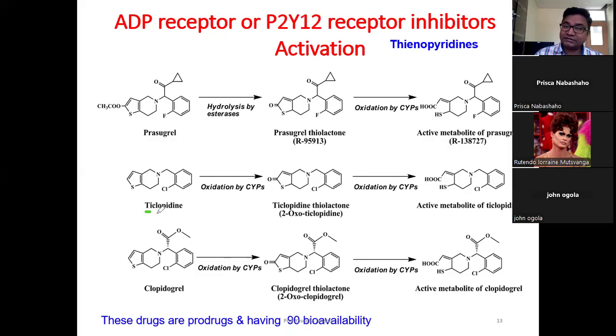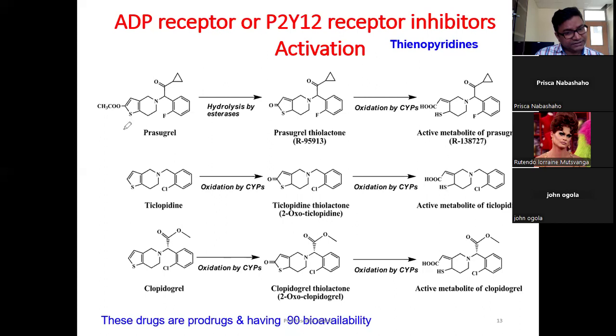The same way, this thiolactone doesn't have any ester group. It gets activated because it needs to have a lactone ring. Here also you see the thiolactone ring is formed. Further oxidation, the ring is opened, and now this is the active metabolite which binds to that ADP receptor.